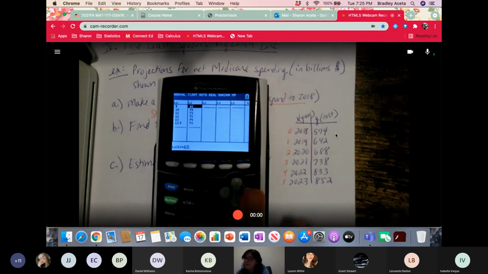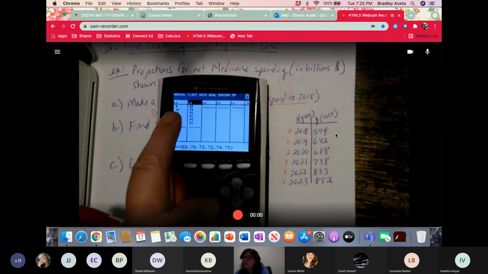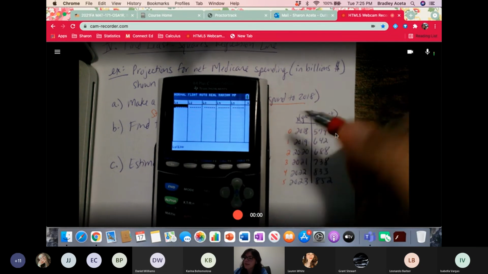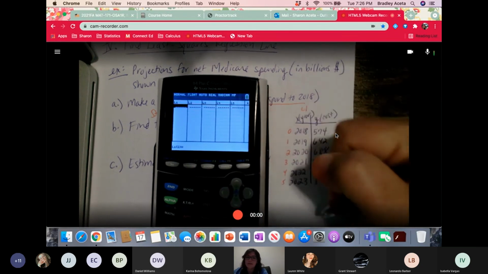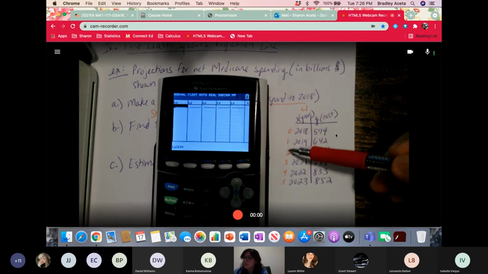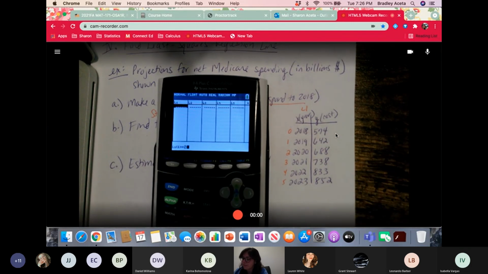In L1, if you have things, by the way, located in L1, it's very easy. You just move your cursor arrow up and over and then hit clear, enter. I'm going to do it again to L2. Move it over, hit clear, enter. But you are going to type into L1 your X list. And you're not going to type 2018, 2019. You're going to type 0, 1, 2, 3, 4, and 5.